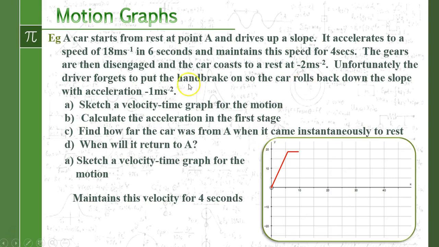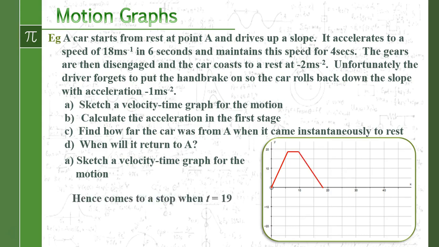Then it says the gears are disengaged and the car coasts to a rest at 2 meters per second squared, from 18 meters per second. What that means is it's going to take 9 seconds. If it was at 18 meters per second, it's slowing down by 2 meters per second each second.